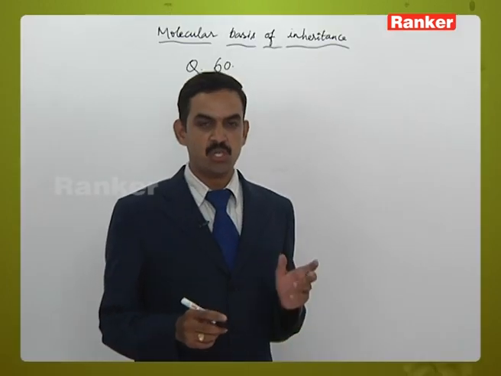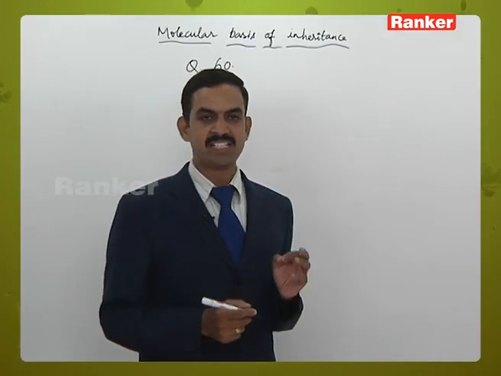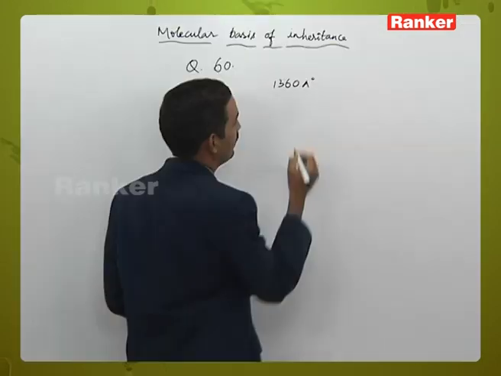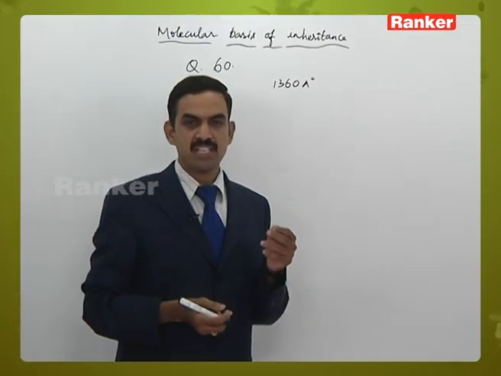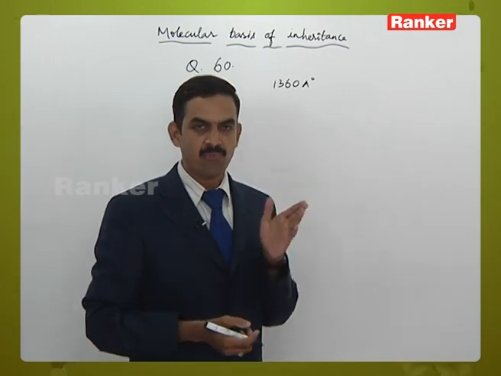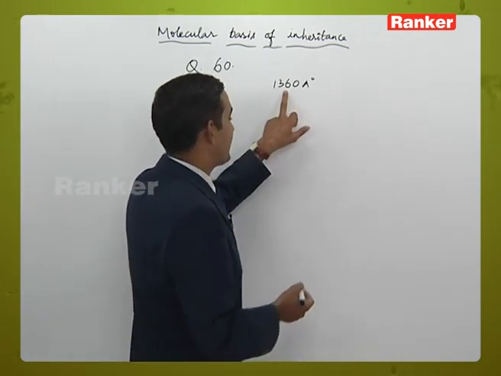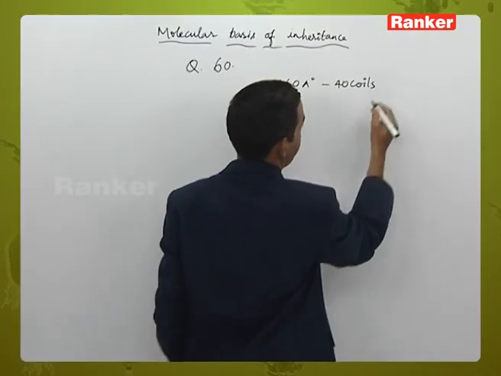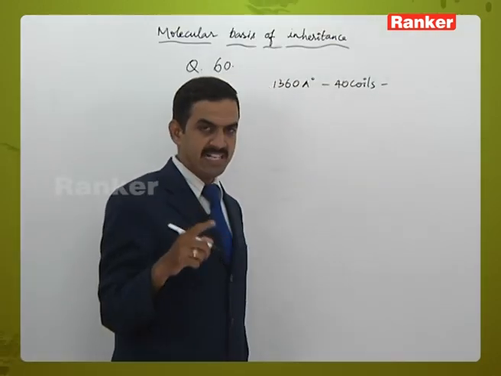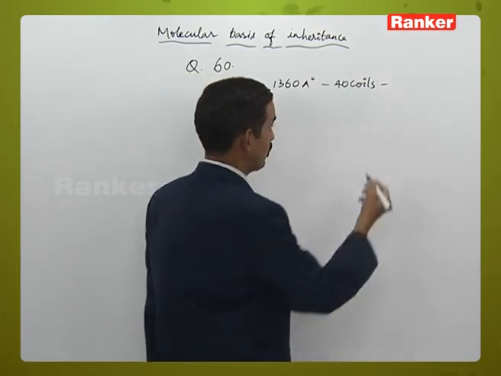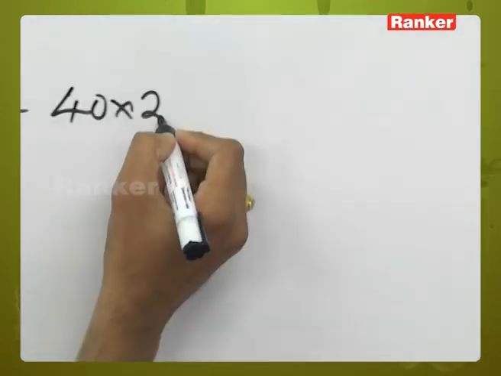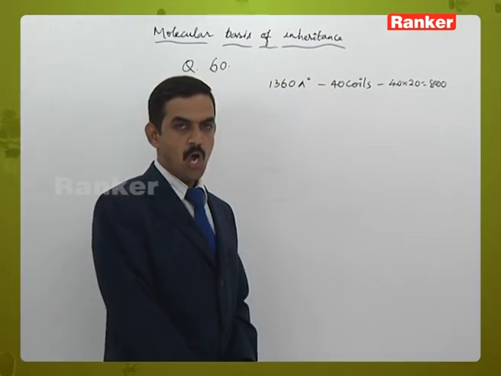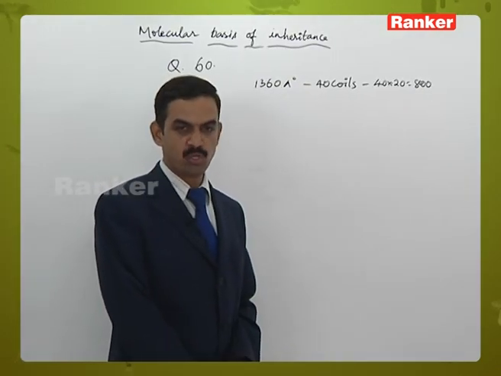Question number 60, the solution. So here in the question it is given as a DNA molecule with 1360 angstroms. Here actually we know that one coil length is 34 angstroms. As it is given 1360, it forms 40 coils. And if it is 40 coils, each coil contains 20 nucleotides. So 40 into 20 nucleotides, the total number of nucleotides will be 800, or the nitrogen bases are 800 in total.